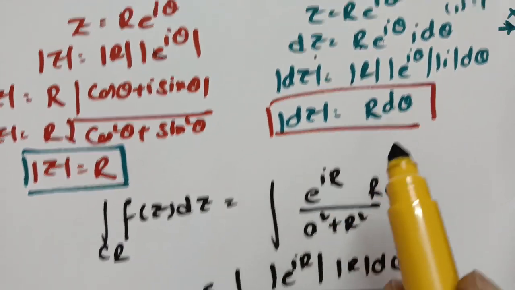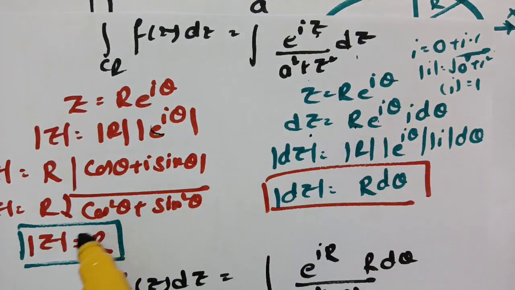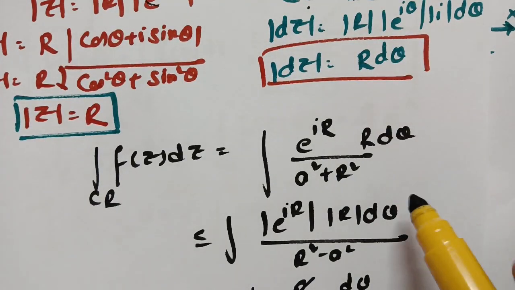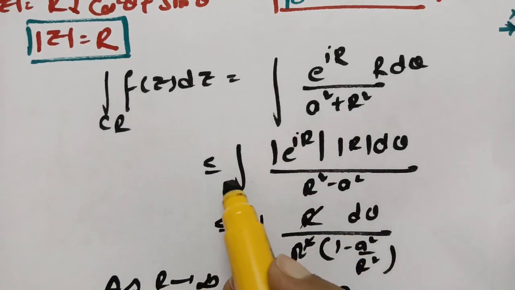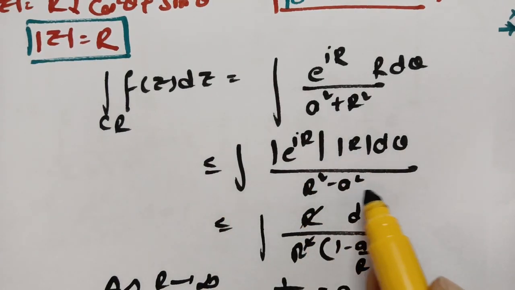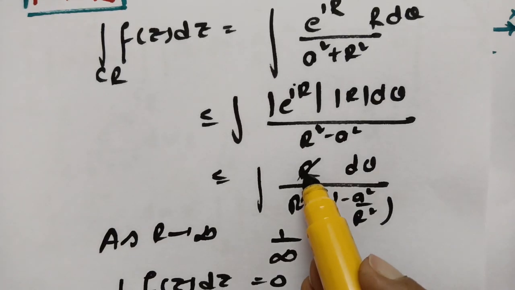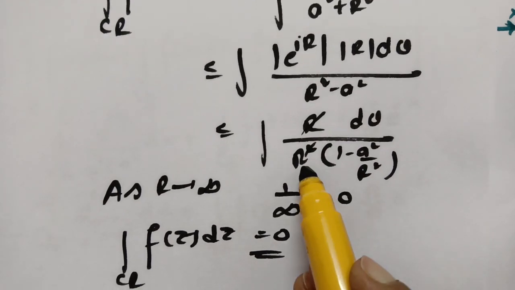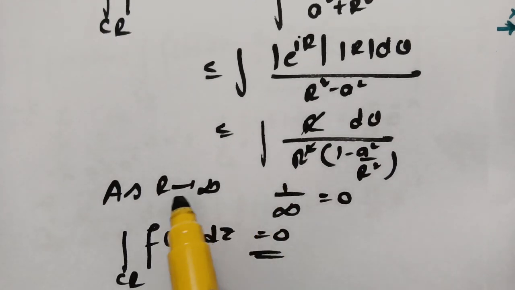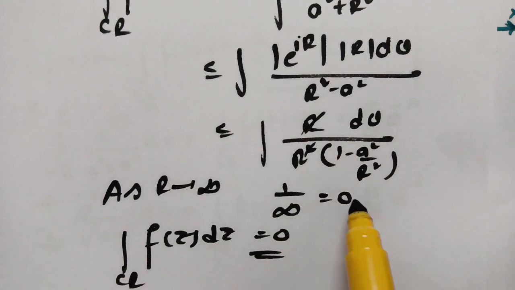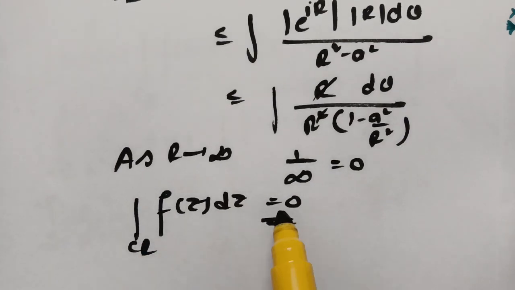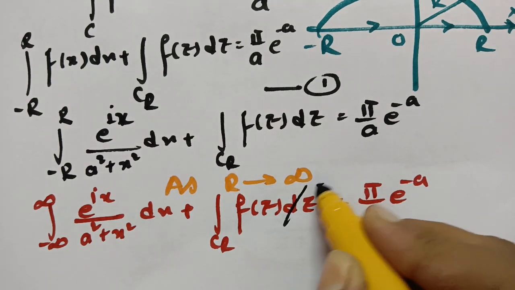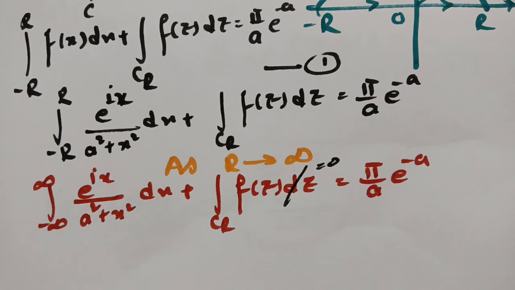So in this integral, in place of z I put r, and in place of dz I keep r d theta. This is less than or equal to r by r square minus a square. If I take r common in the numerator and r square in the denominator, after cancelling, r remains in the denominator. So if I put r equal to infinity, 1 by infinity is 0, so I substitute this value as 0. I have given you clarity there, and there is no need to write it straight away.